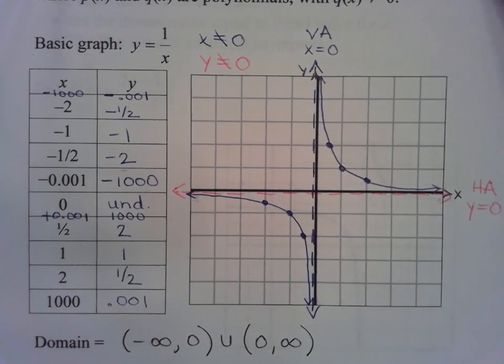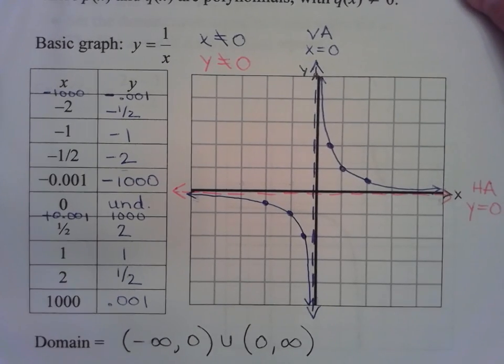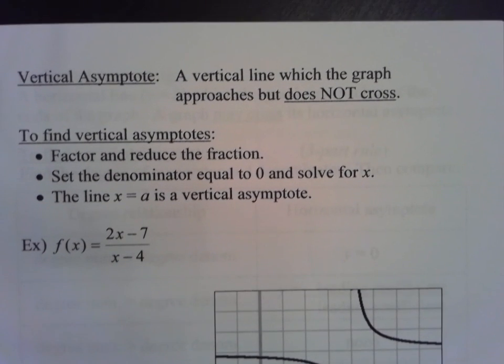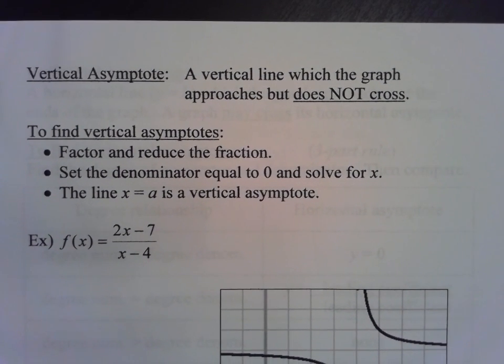Okay, so let's take a look at these individual parts so you can get a better understanding of how they work. We're going to start with the vertical asymptote.